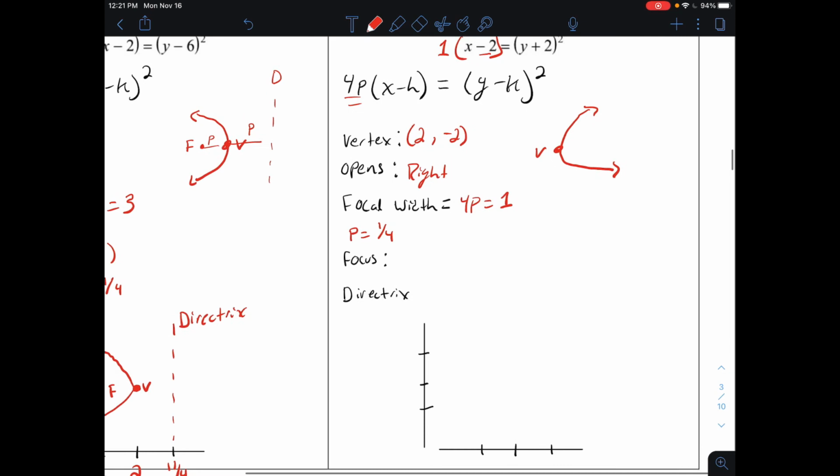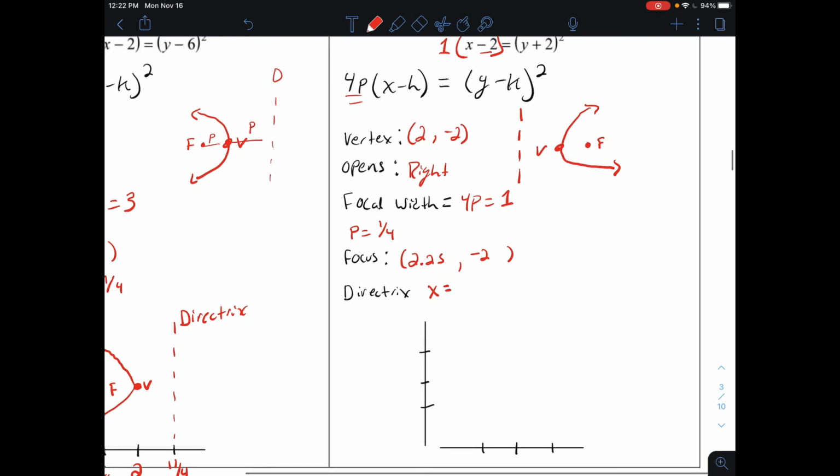And so we can identify our focus. If we open to the right, the focus has to be inside of the opening, which means it'll be to the right of my vertex. So I take my vertex and I add p to the x value here, and so my focus would have an x value of 2.25, and it'd have a y value of negative 2. My directrix line would have to be to the left of the vertex, and it's a vertical line, so it'd be x is equal to, and I take 1/4 away from the x value, so it'd be 1.75.